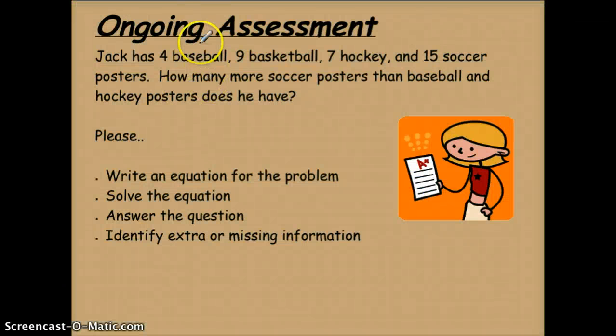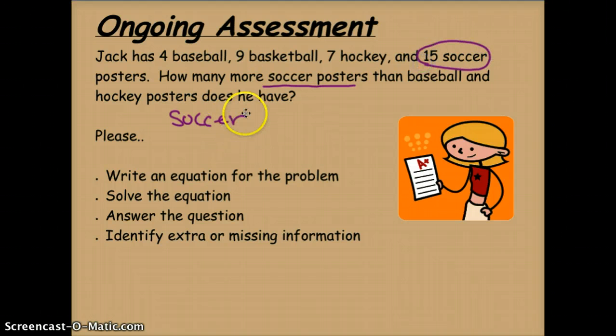All right, let's look at one more problem before we move to the next sheet. Jack has 4 baseball, 9 basketball, 7 hockey, and 15 soccer posters. How many more soccer posters than baseball and hockey posters does he have? Okay, so first I need to determine how many soccer posters. Okay, soccer posters, he has 15.